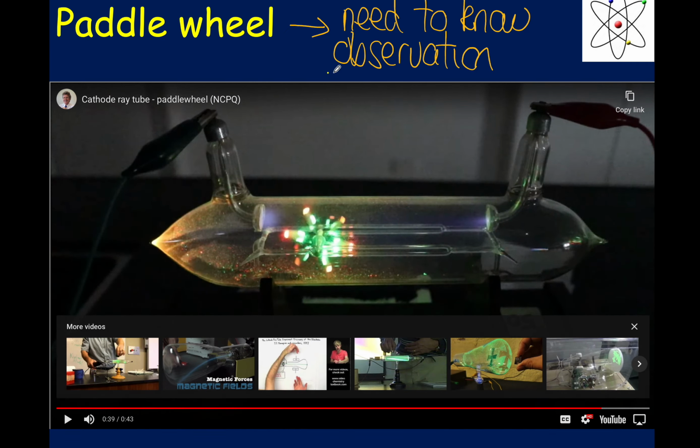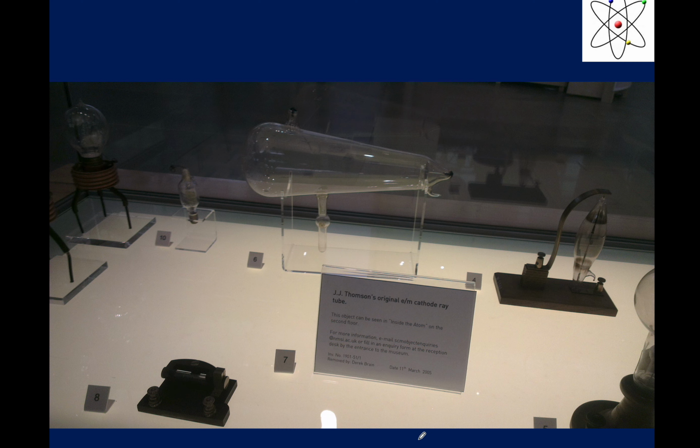Okay, so again, you need to know the observation. If there's a paddle wheel, it's going to move away from your cathode. So you need to make sure you are aware of that.